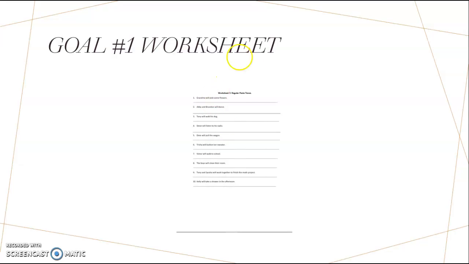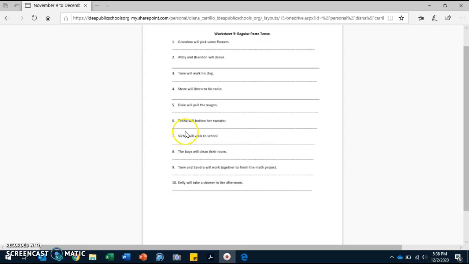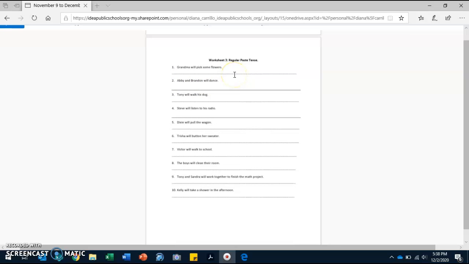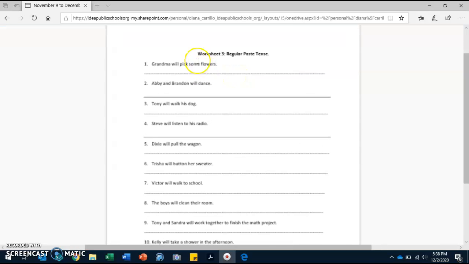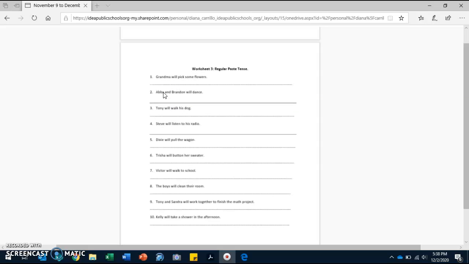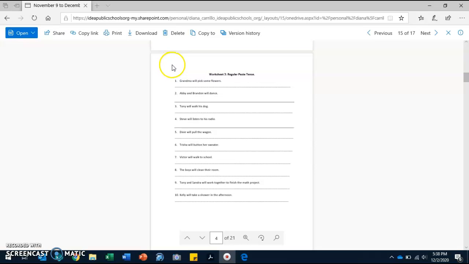So for the worksheet, it is worksheet number 3. So please get that one out so we can begin working. Okay, Ray, so this is the worksheet for this week. It is called Worksheet 3, Regular Past Tense. And I'm going to do 2 questions with you, and the rest you will work on your own. So the first one says, Grandma will pick some flowers.